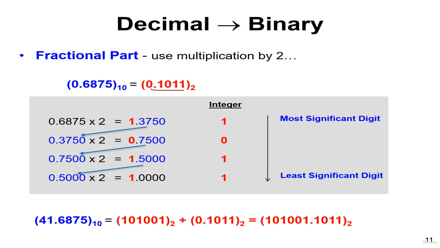So what we would do is we would take this number 0.6875 and multiply it by 2, right? So it would give us 1.3750, right? So we would note this number, that is 1, and this rest of the number, that is 0.3750, we would write it over here, ignoring the integer part, that is 1, right?